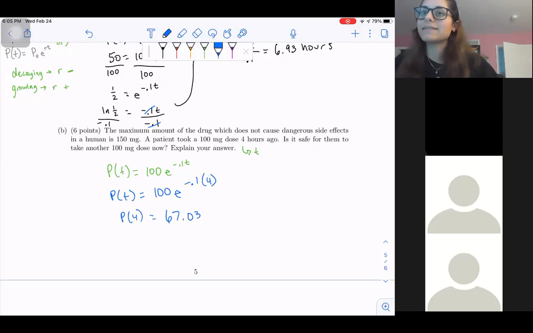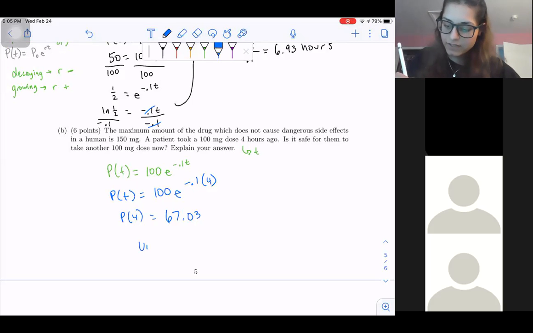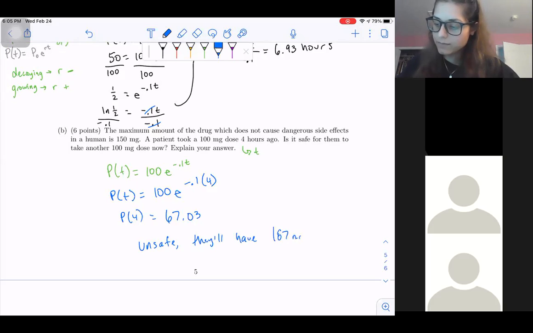All right, so this is more than 50 milligrams, right? This person, after 4 hours, still has 67 milligrams in their bloodstream. So if they take another 100 milligram dose, they'll have 167 milligrams in their bloodstream, which is more than 150, which is more than the safe amount, right? So it is unsafe. They'll have 167 milligrams in bloodstream, which is more than 150.